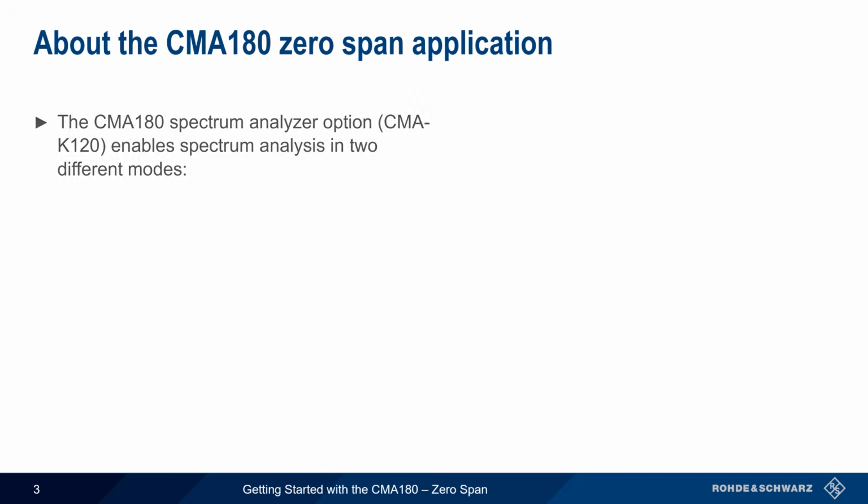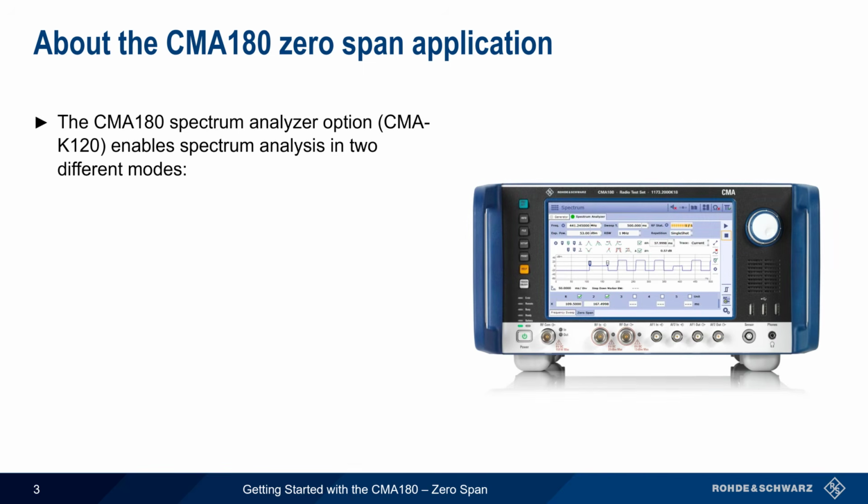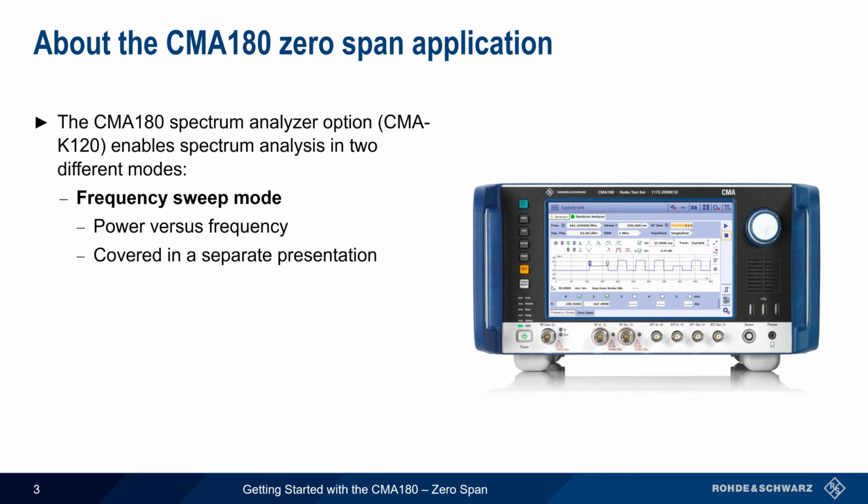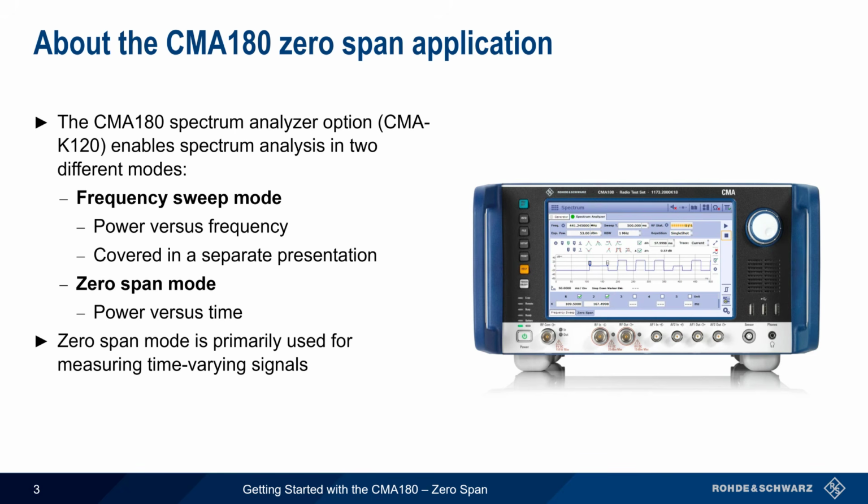The CMA180 Spectrum Analyzer option K120 enables two different spectrum analysis modes. The first of these is Frequency Sweep mode, in which the CMA measures and displays power as a function of frequency. Frequency Sweep mode is covered in a separate presentation. The second is Zero Span mode, in which measured power is shown as a function of time. Zero Span mode is primarily used for measuring time-varying signals, for example signals from radios that use bursted or slotted transmission schemes.